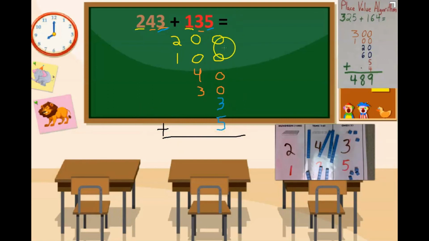In the ones place value, we got 0 plus 0 plus 0 plus 0. That's 0, of course. What's 0 plus 3? 3, yeah. And what's 3 plus 5?